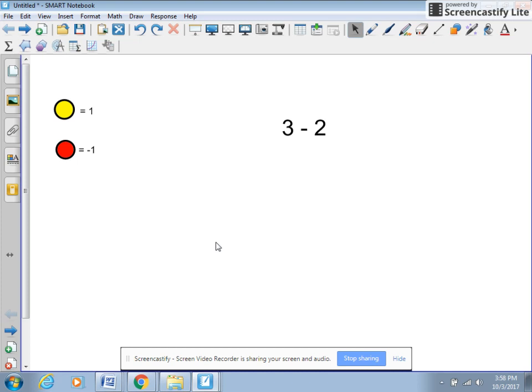We're going to look at subtracting integers using counters. We're going to start really basic. 3 minus 2, which we all know is 1. They're both positive numbers, so it's pretty easy. When we talk about subtracting, we're talking about removing or taking away. So in this case, we're starting with 3 positive counters.